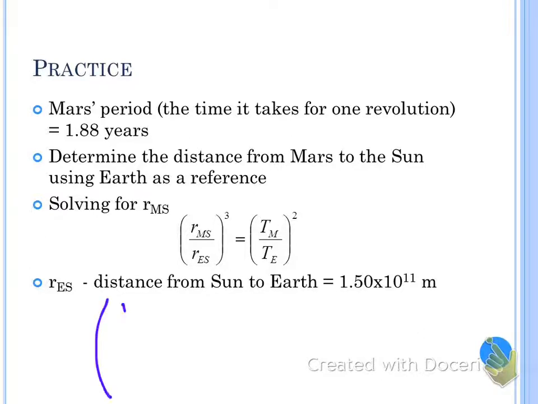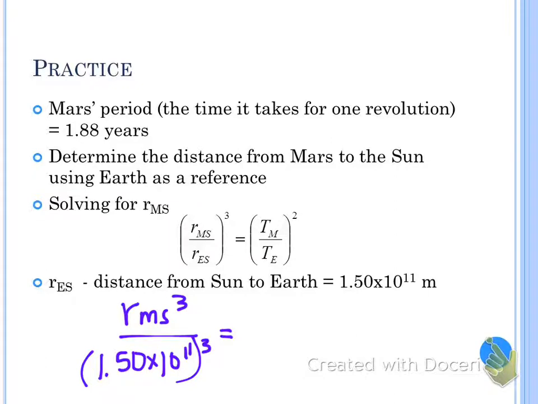So we'll go ahead and set this up, R_M over R_E. And we could just go ahead and cube the numerator and the denominator. Algebraically, doesn't that work? If we have a cube outside the parentheses, can't we just cube both of those? Because we're going to have to end up separating those. So I'm going to get rid of that parenthesis and put those numbers in here. The radius from the Earth to the Sun is 1.50 times 10 to the 11th, and that should be cubed as well. The period of Mars is 1.88, and we're going to have to square that.